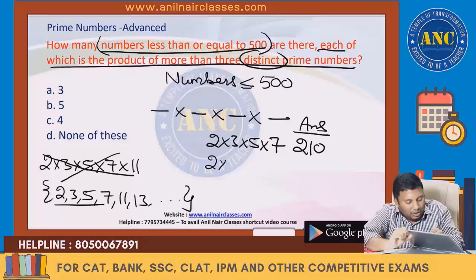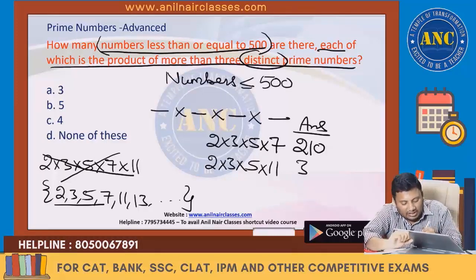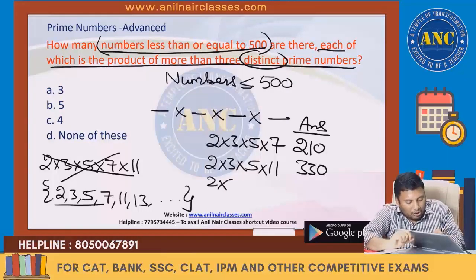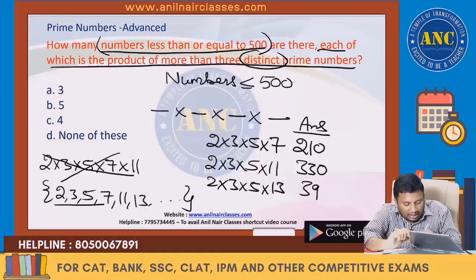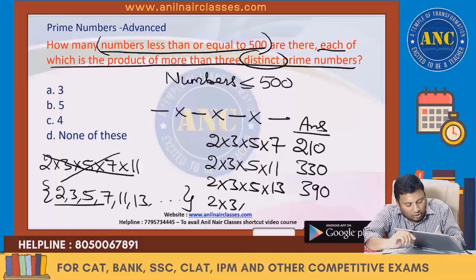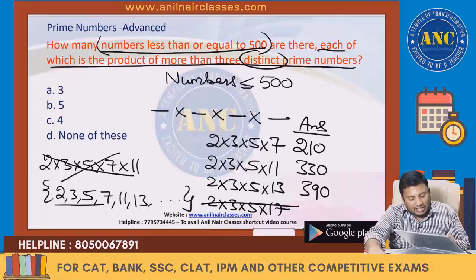If I take 2 into 3 into 5 into 11, 2 3s are 6, 6 5s are 30, 30 11s are 330. Next one. If I take 2 into 3 into 5 into 13, 30 13s are 390. I cannot take 2 into 3 into 5 into 17 because 30 into 17 is 510, which is exceeding 500. 2, 3, 5, 7 we have taken.